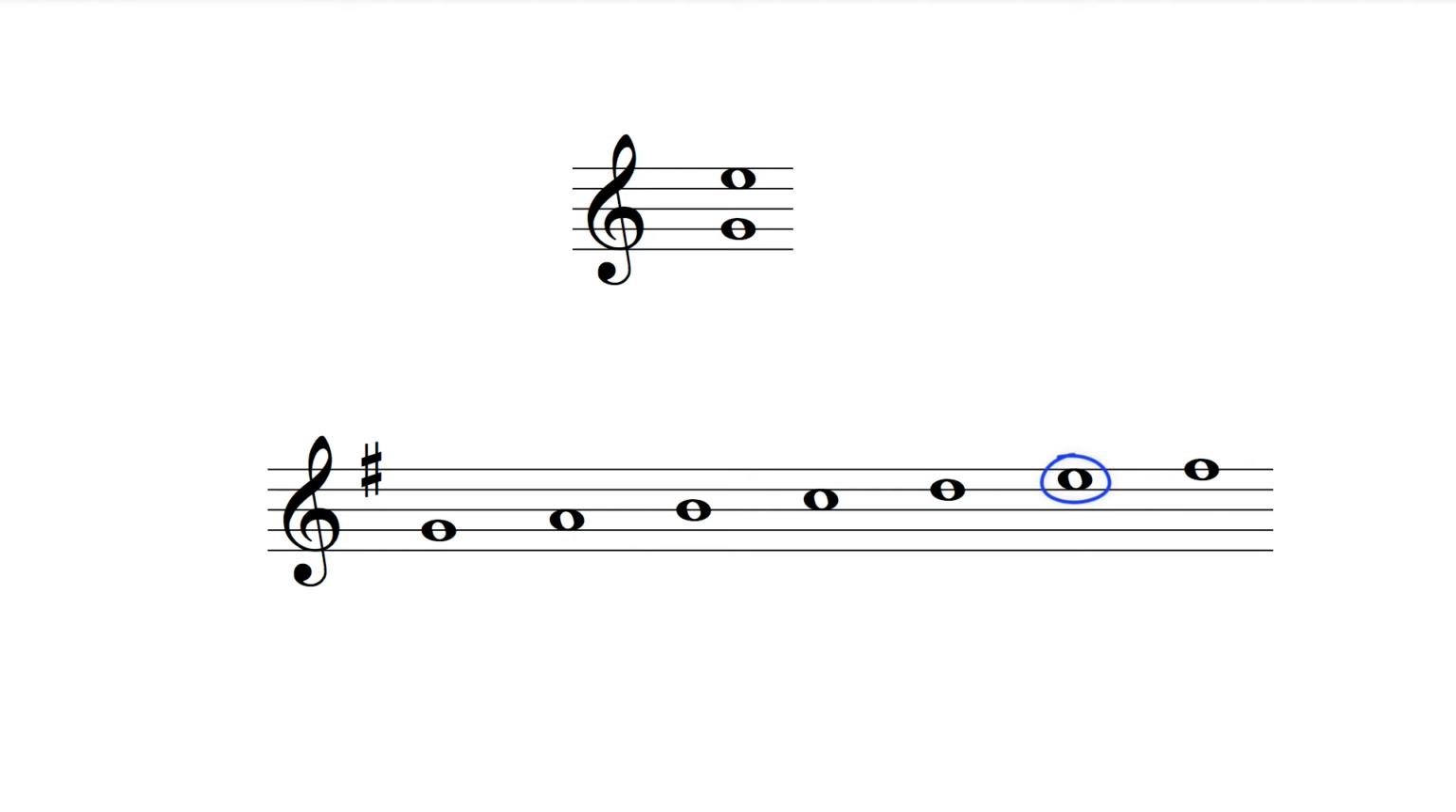In the following example, the upper note E is present in the G major scale. The interval therefore is a major sixth. Here, because the notes are part of the major scale, the basic size and the interval's quality are the same.